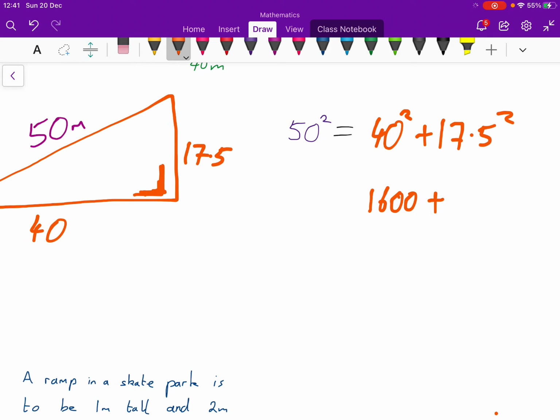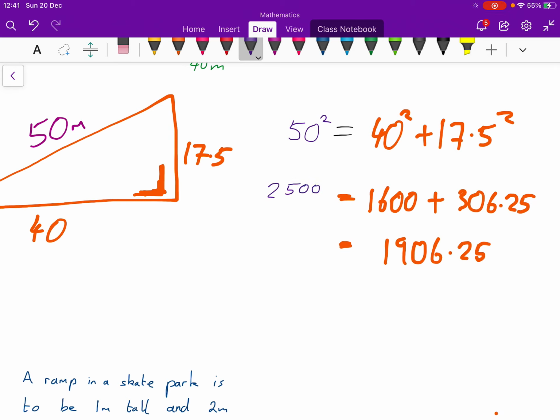17.5 squared. What's that? 306.25. So that's a total of 1906.25. Okay, so is that equal to 50 squared? So 50 squared is what? 50 squared is 2,500. Okay. You can see they're not equal.